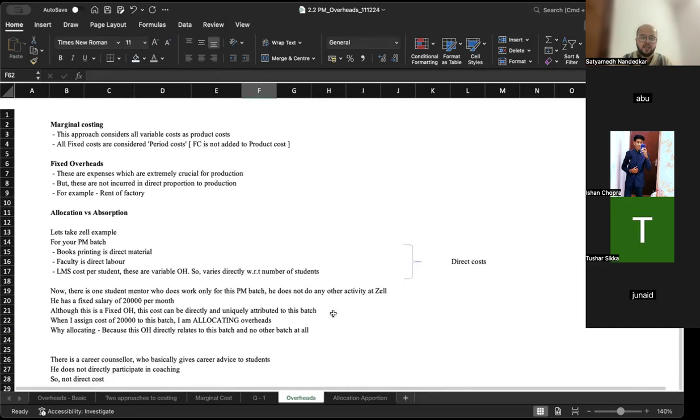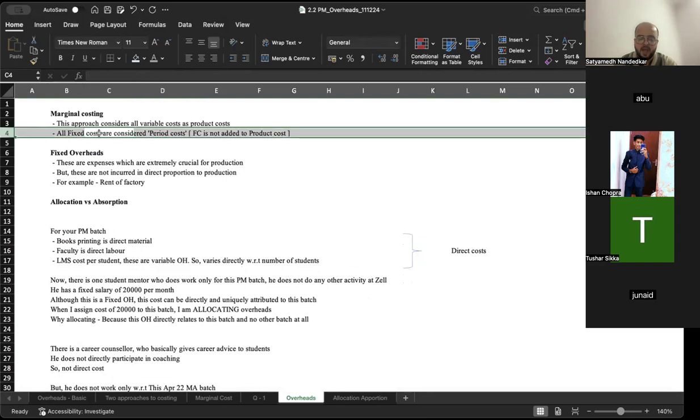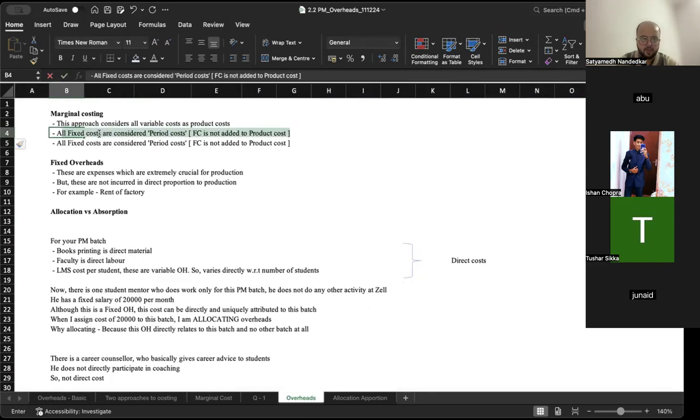Now, let's understand the meaning of the words allocation and absorption. In marginal costing, the approach was basically to consider all the variable cost as product cost. Product cost means to add the amount incurred to the cost of inventory.